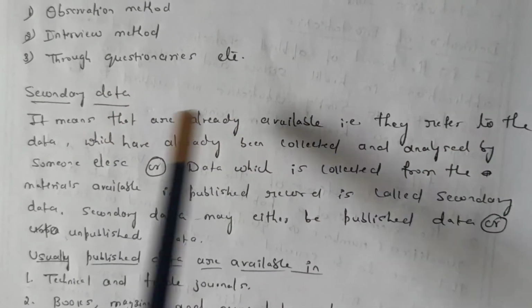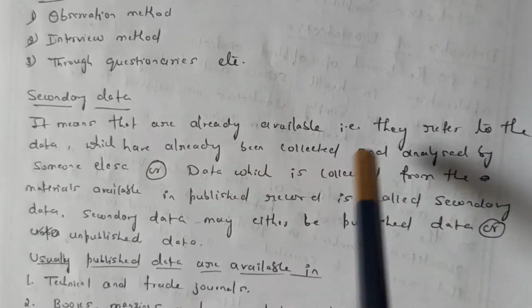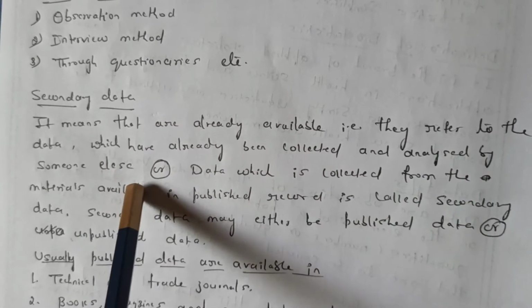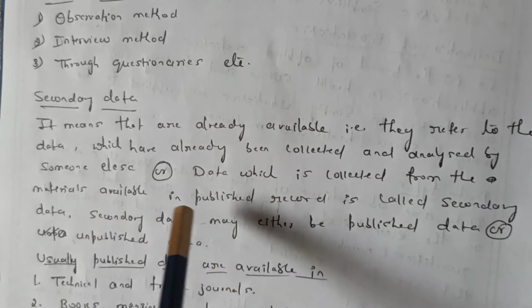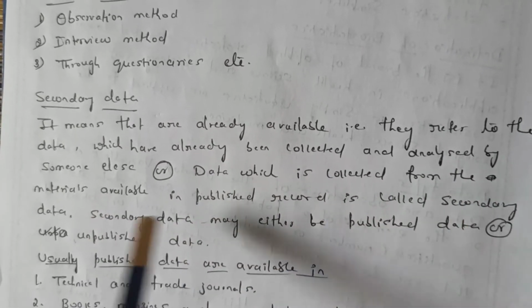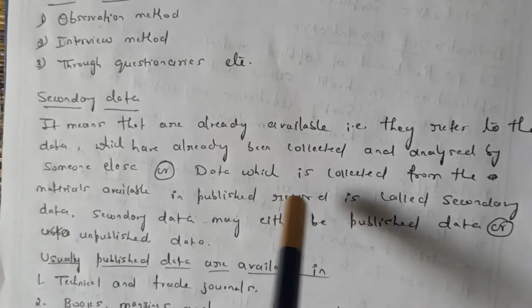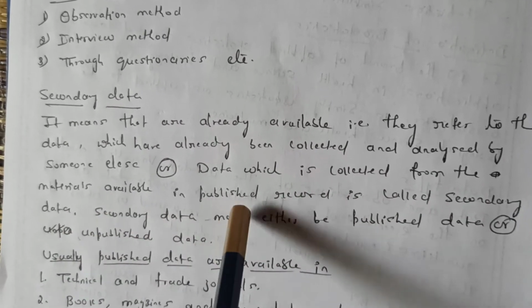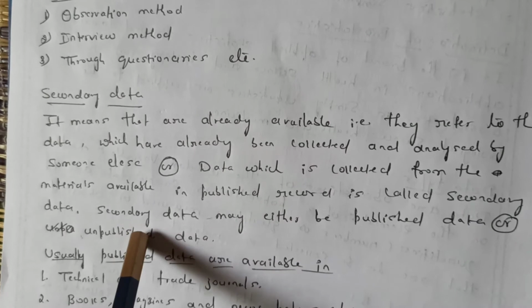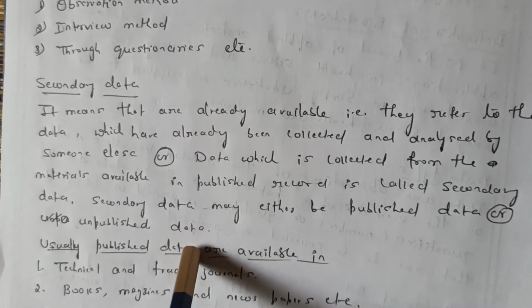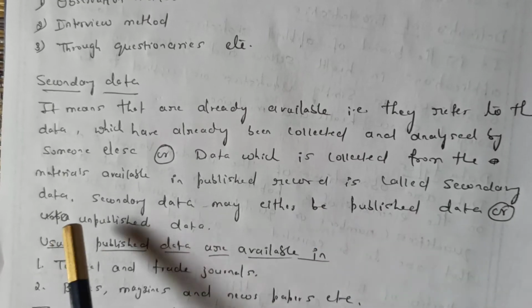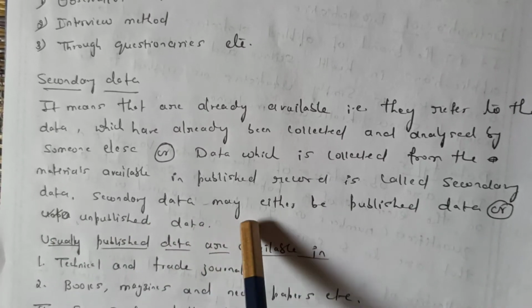That is, they refer to the data which have already been collected and analyzed by someone else, or data which is collected from the materials in published records is called secondary data. Or else, you can collect data from published records, and secondary data may either be published data or unpublished data. So it can be published or it can be unpublished also.